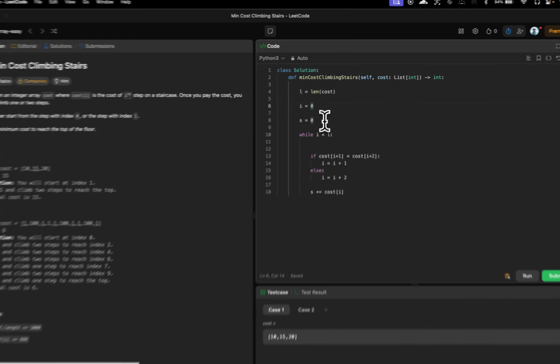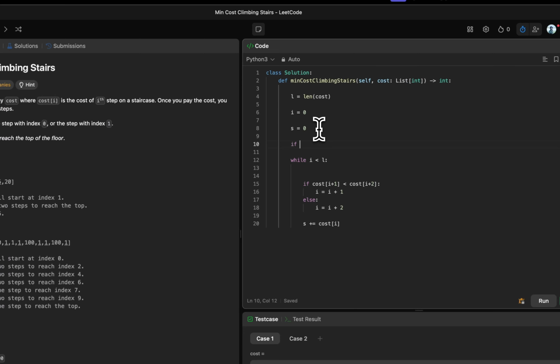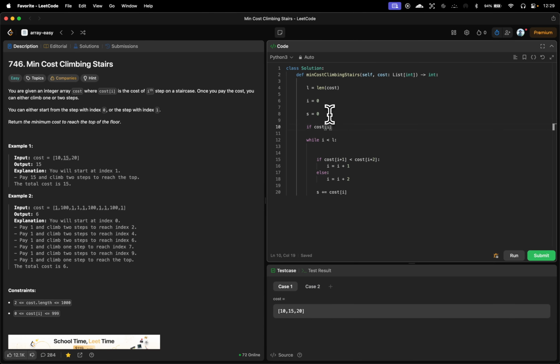Start with either 0 or 1, so I can have a loop. If cost of i is less than cost of i plus 1, then i is equal to, start with 0, okay, else i equal to 1.